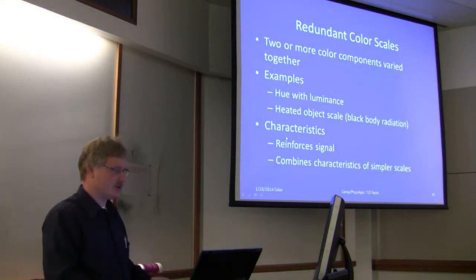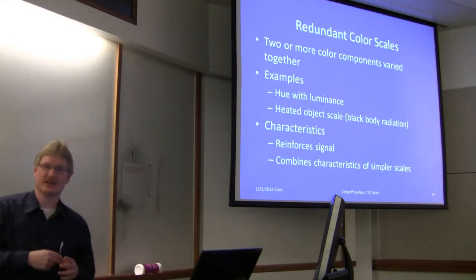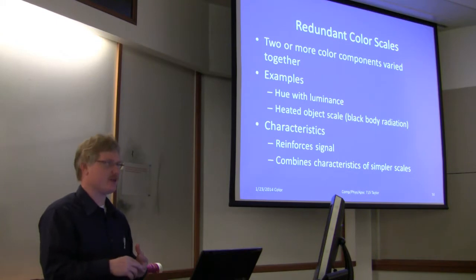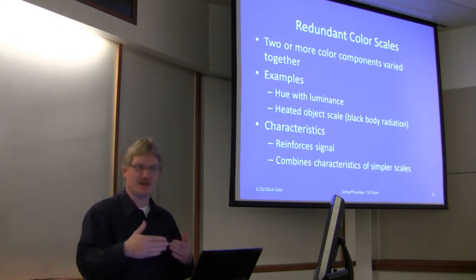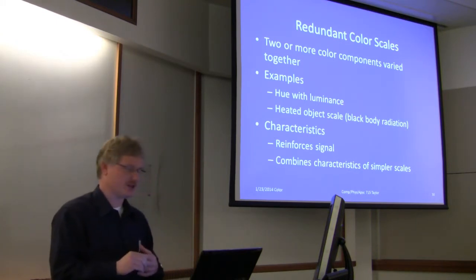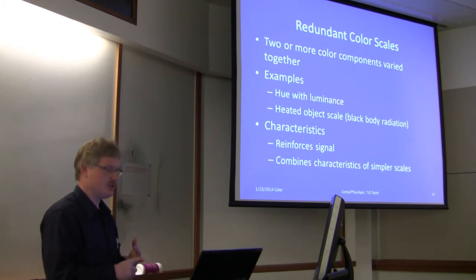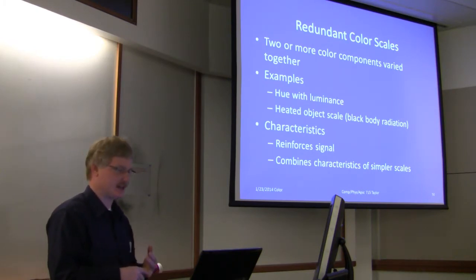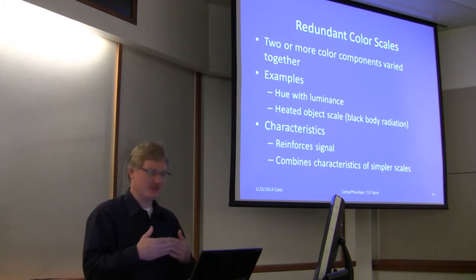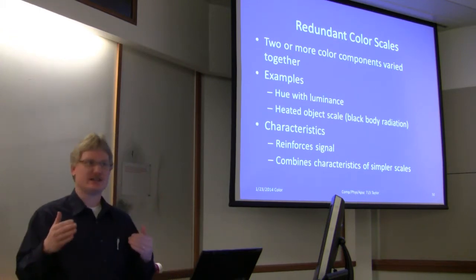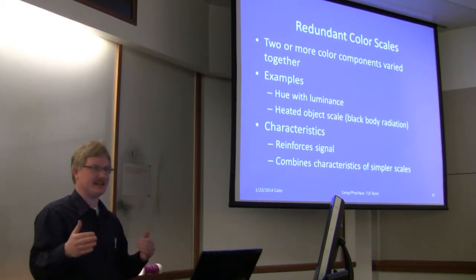All right, so that's just kind of independent color scales. Then you can also take two or more of these components and vary them together to try to emphasize and see more separation in the display. So we're going to see hue with luminance and the black body radiation scale. So here, basically, you're using two techniques to show the same data because you really want to see that data better, right?